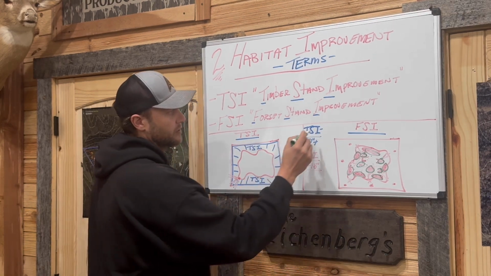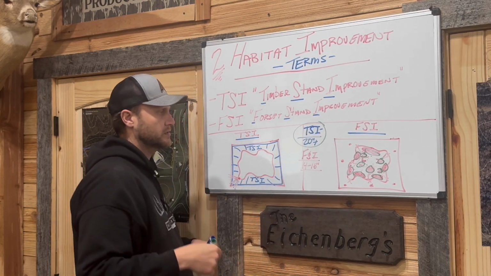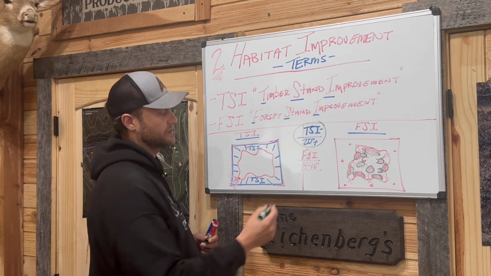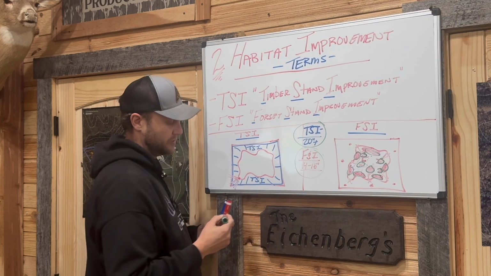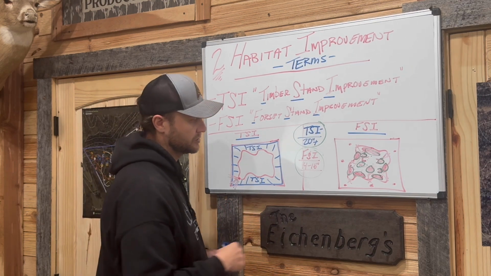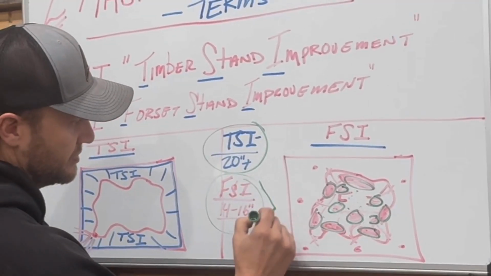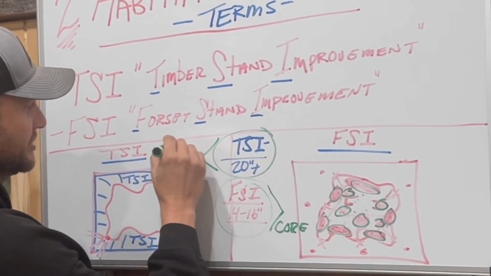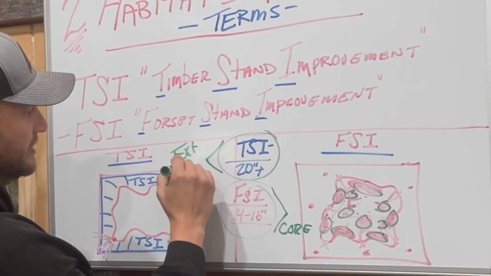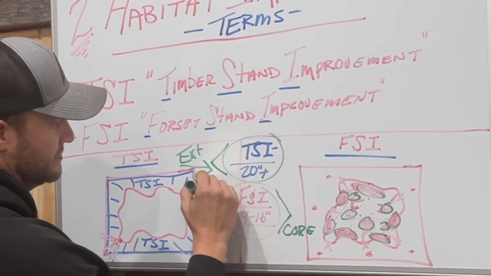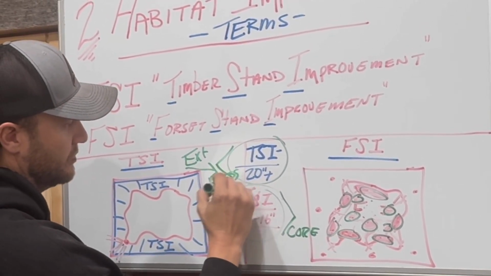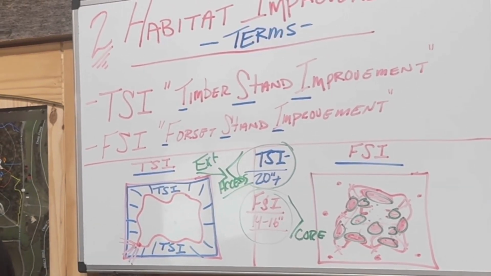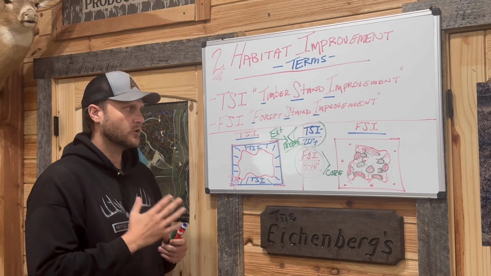So remember, big beautiful timber, 24 veneer stuff, big beautiful timber. FSI, select cut it down to 14 or 16 inches, the core. This is the core. This is external excess. So that's why I separate the two terms, TSI and FSI. Hope that makes sense, guys.